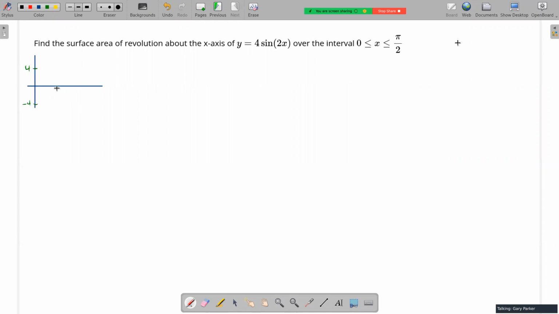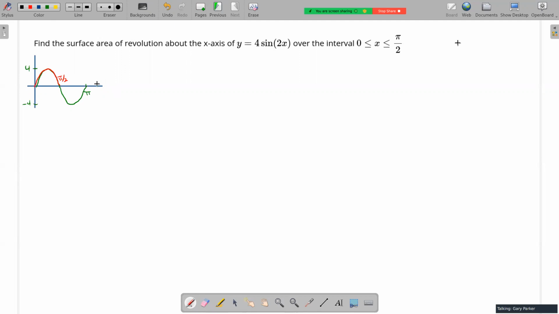And the 2 is going to change the period. Sorry, the 2x is going to change the period from 2 pi to pi. So if this is pi out here, pi over 2 is in the middle, and the sine is going to make one complete cycle from 0 to pi. And we just want this chunk here from 0 to pi over 2.